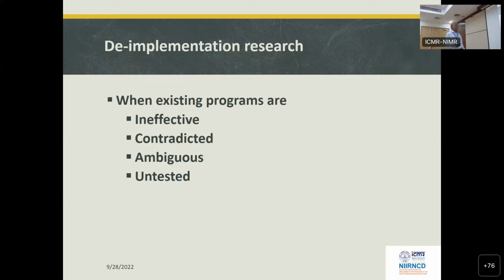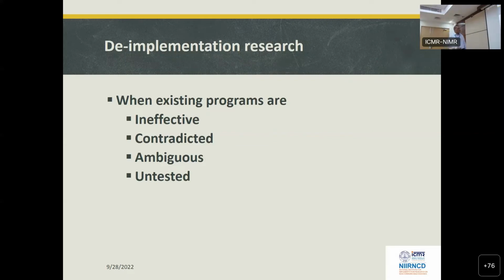So, the implementation research: before bringing down a program, pulling down a program, you should have equal evidence for why the program needs to be stopped. That process is known as researching, which will generate enough evidence that we need to stop the program. That is the implementation research.